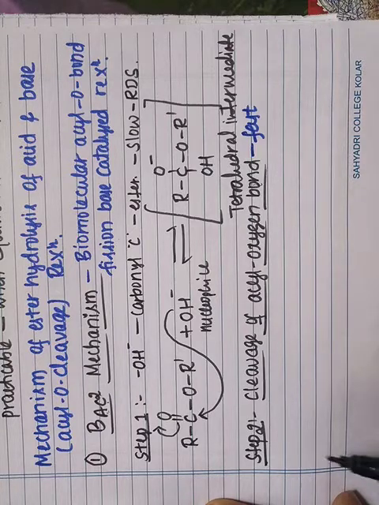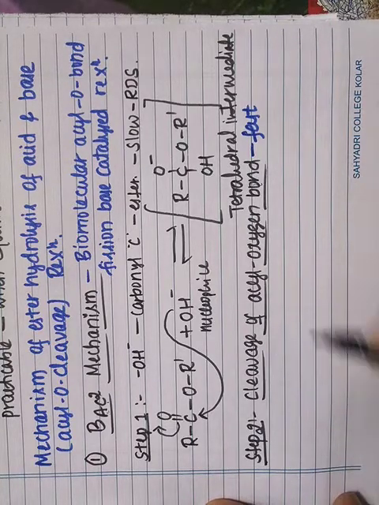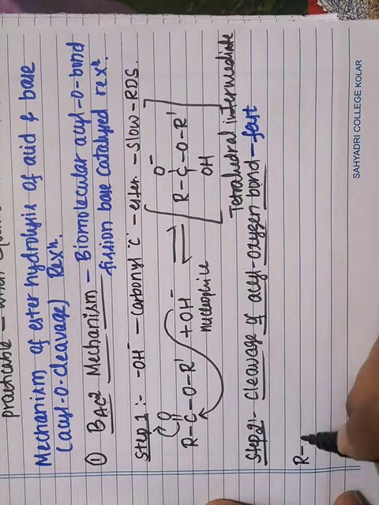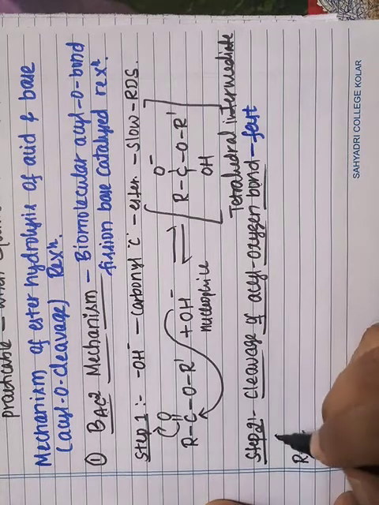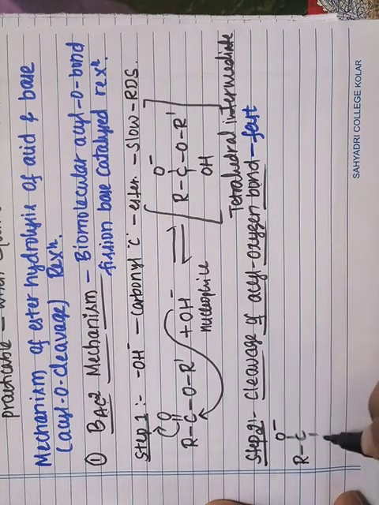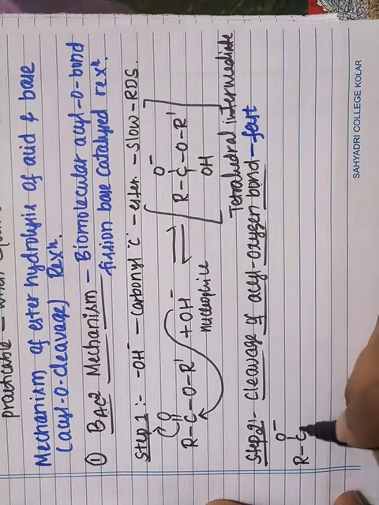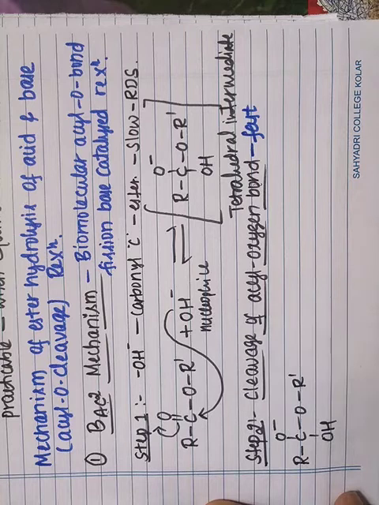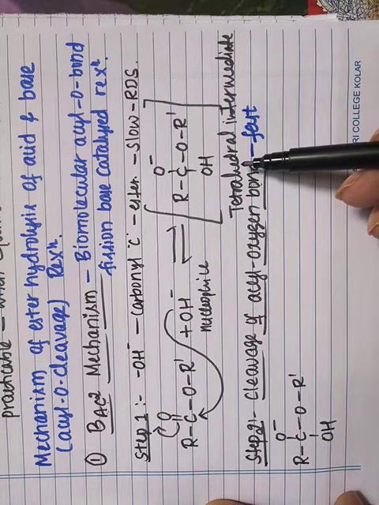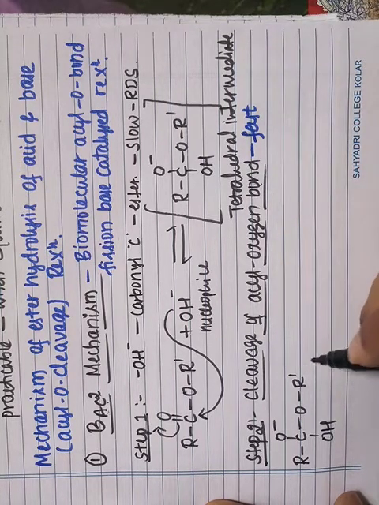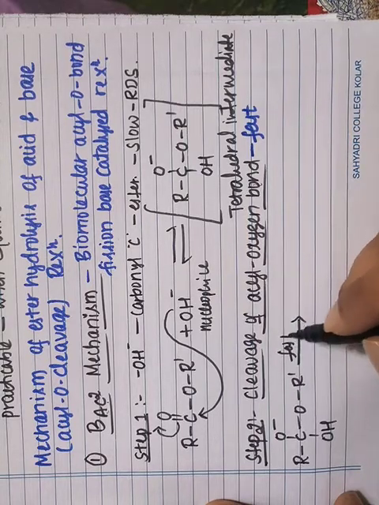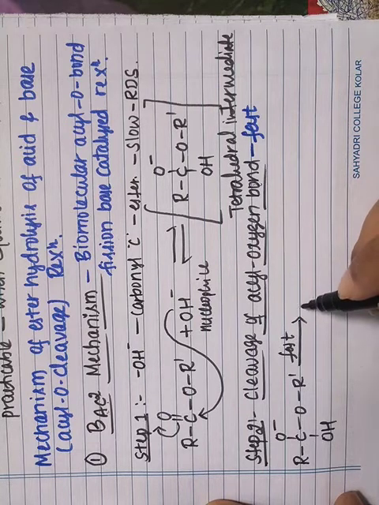So in step 2 what happens? The acyl oxygen bond will break. First let us write the tetrahedral intermediate which is formed in step 1. So this is the tetrahedral intermediate formed in step 1. This reaction is fast, the cleavage of the acyl oxygen bond.